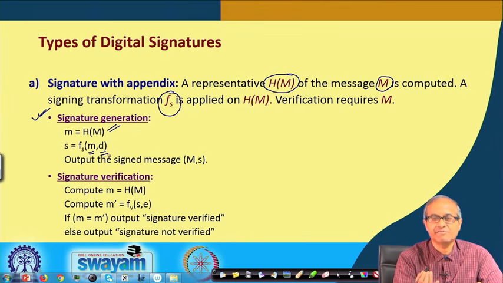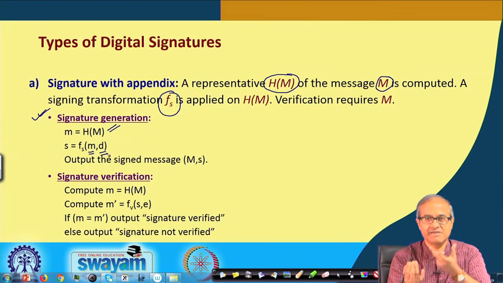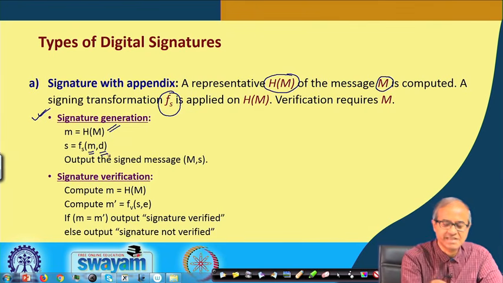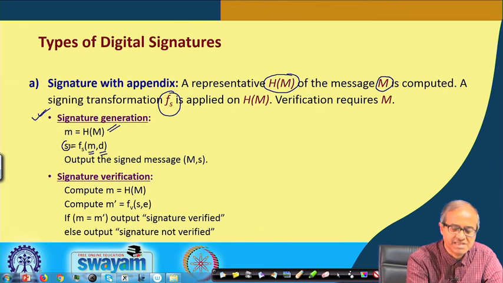So, it is like an encryption process using RSA. Let us say I am using RSA. So, I have a data, I have my private key, I am doing an encryption. That is the signature I am generating, that is my signature S.